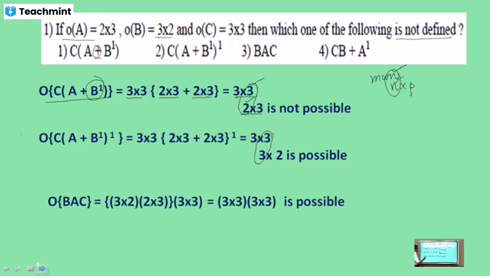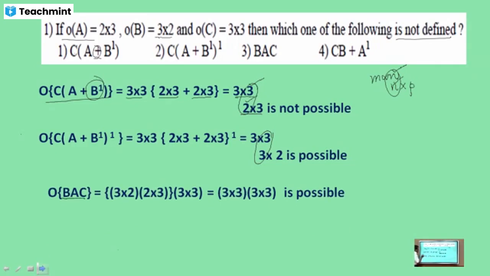Order of BAC, B into A into C, so that it is 3 cross 3 into 3 cross 3, 3 cross 3 into 3 cross 3. When we take these two, it becomes 3 cross 3. Correct? These are equal. 3 cross 3 into 3 cross 3 is what? 3 cross 3 into 3 cross 3 is a matrix of order 3 cross 3 only. It is possible.